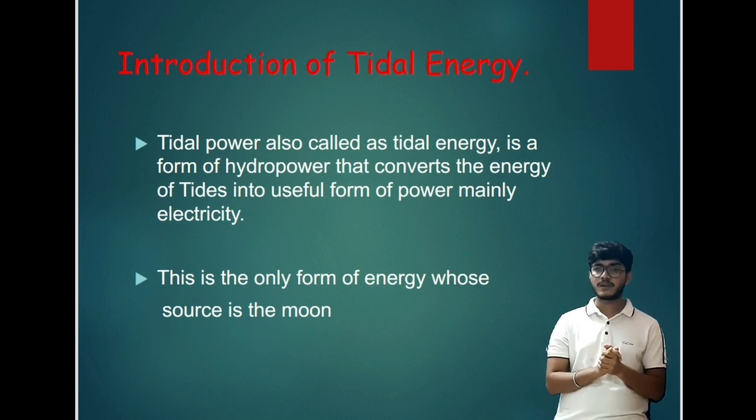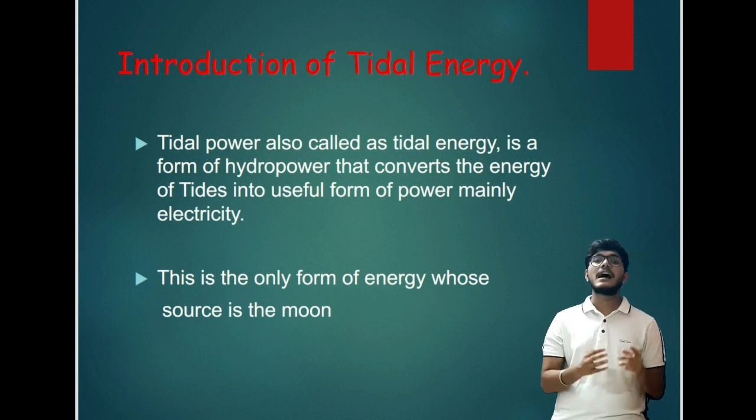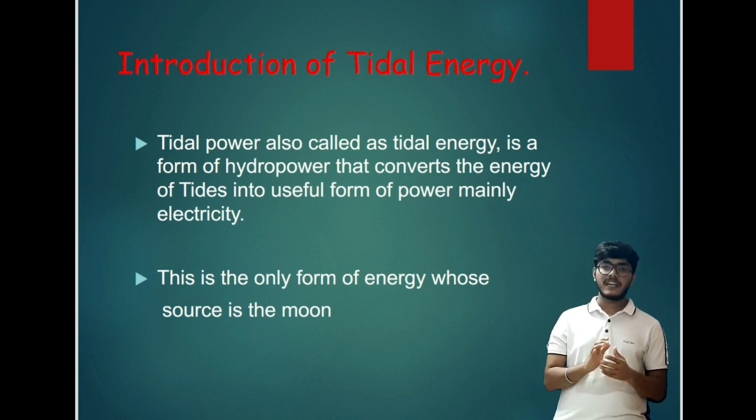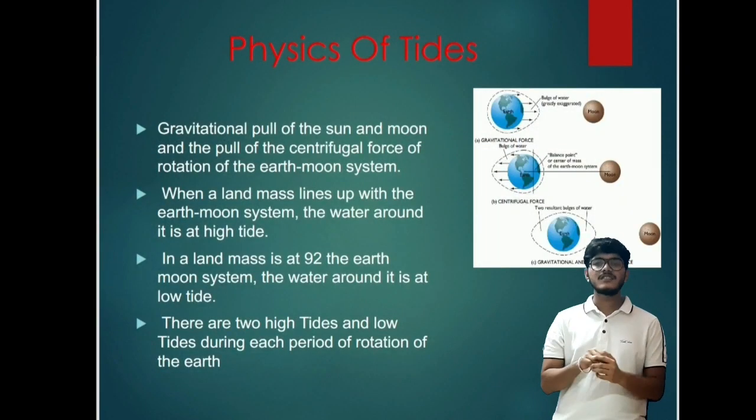So tidal energy requires two sources. The primary source is obviously the water and the secondary source is the moon. As long as the sources, water and the moon, exist for earth, we can use tidal energy for producing electricity. Okay, but what is the physics of tides? I mean, how are they created?